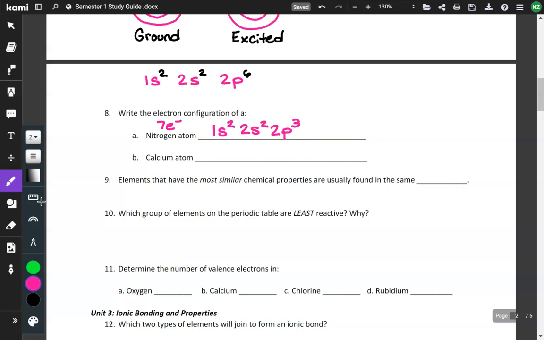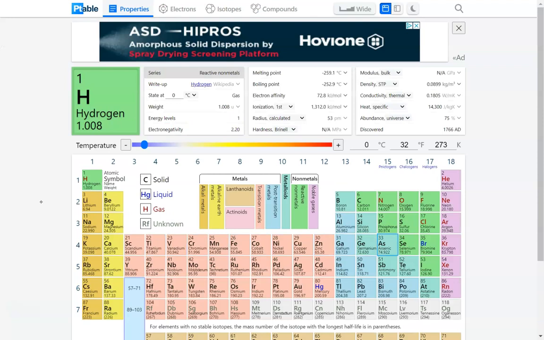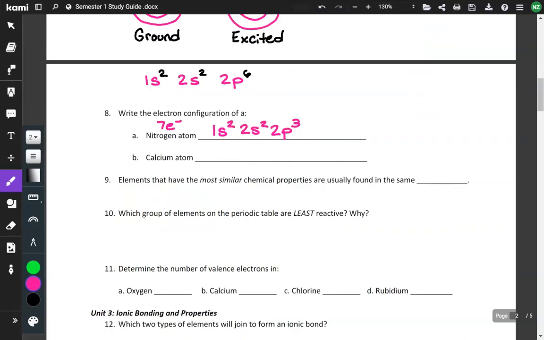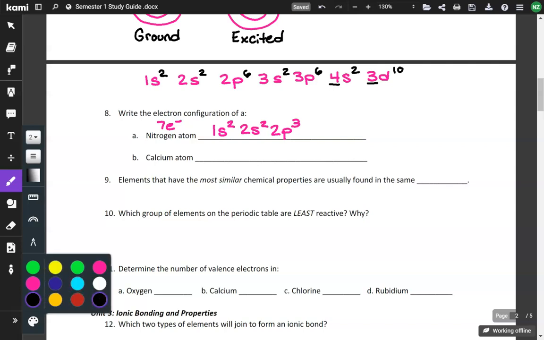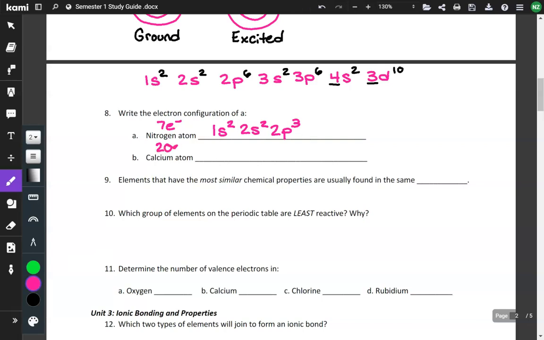Okay, calcium on the periodic table is right here. It's number 20. It's in the 4th row. So after 3s, it's 3p and then 4s. So 3s, 3p, 4s. And then remember, the D block, which we didn't get up to in this example, will hold 10. And the thing to remember about the D block is it is always one behind whatever row you're on. So calcium is number 20, so it has 20 electrons.